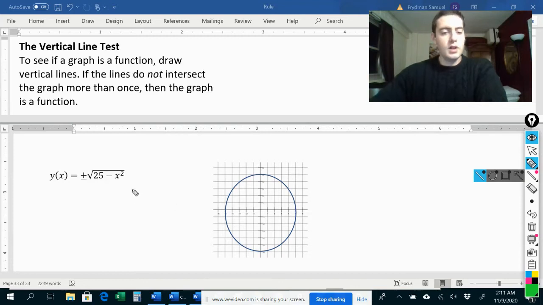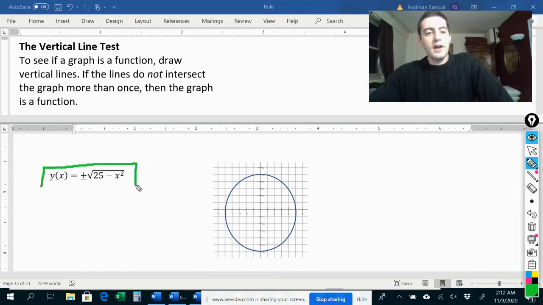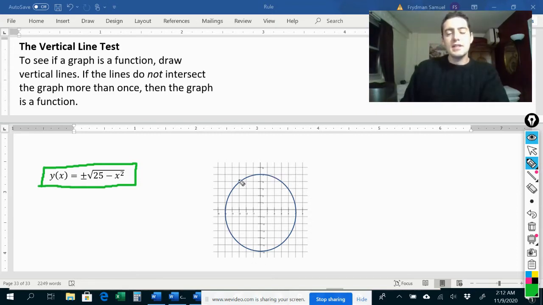Okay, so here I have this equation. y of x is equal to the positive and negative square root of 25 minus x squared. Now this equation actually describes a circle centered at the origin and having a radius of 5 units. So this equation describes this graph over here, this circle. So is this a function?